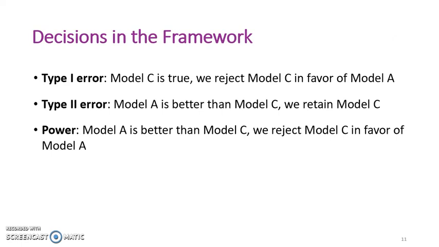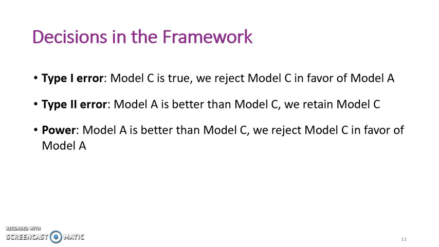We can also consider the types of decisions we would make from null hypothesis significance testing in this framework. By now, it should be clear that model C is analogous to the null hypothesis. Our compact model is the null hypothesis. So when we're thinking about this in terms of model C, type 1 error would be a situation where model C is true in reality, but we reject model C in favor of model A. This is where we would retain model A, the model with additional parameters, and consider it better than model C, even if model C is the true model.